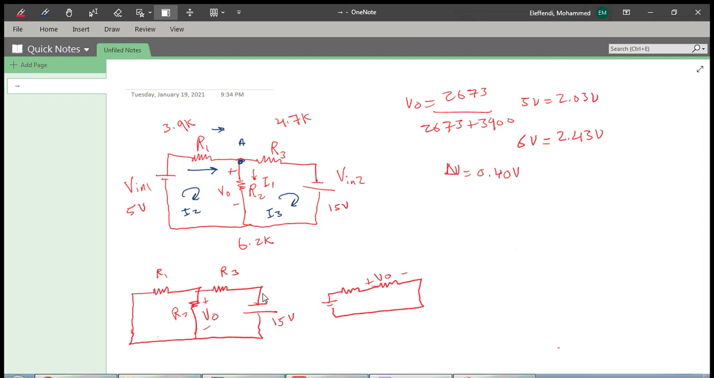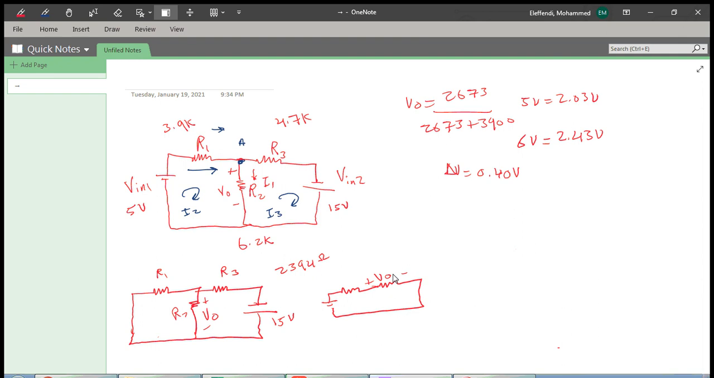Now I'm going to do the same thing. I'm going to find the equivalent resistance of R1 and R2. We can see these two resistors are in parallel. So to find their equivalent resistance, we would simply take 6200 multiplied by 3900 divided by 6200 plus 3900, and that would give us 2394. So this is the equivalent resistance of R1 and R2.